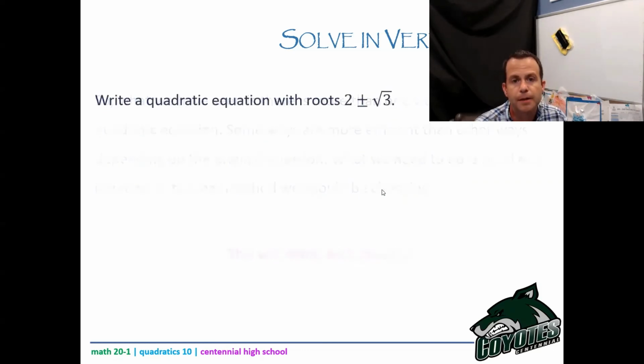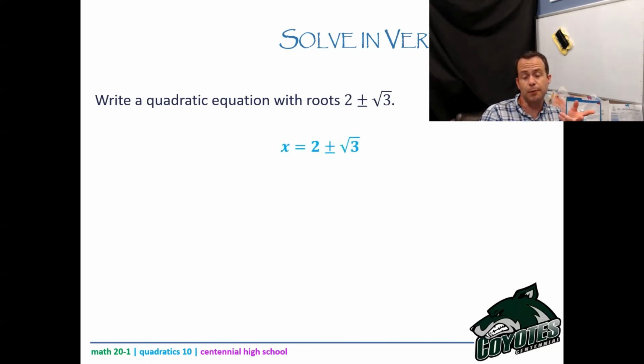All right, so this one goes the other way. Write a quadratic with roots of 2 ± √3. So I'm giving you the answer. You have to come up with a question. It's like Jeopardy, okay? So the answer is x = 2 ± √3.